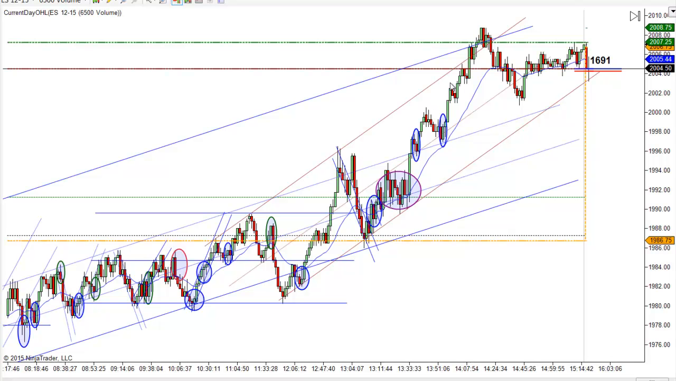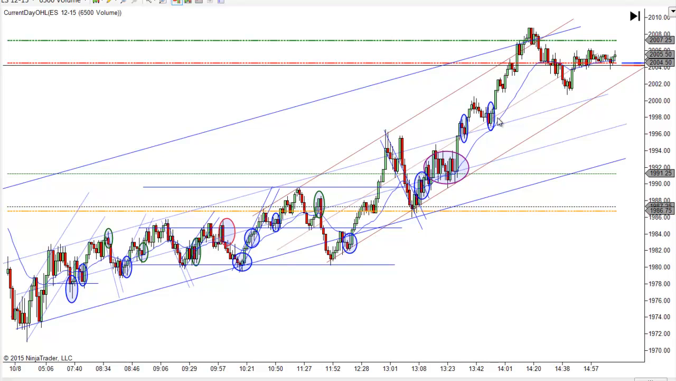So don't be counter trend trading once it starts going straight up like that. This is a much steeper two-tiered channel as well.